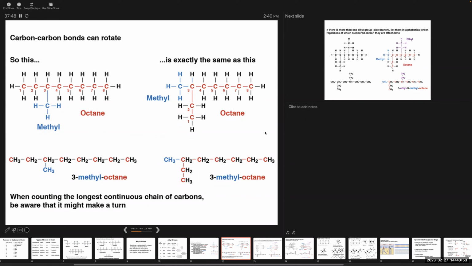But it's exactly the same, even if I had drawn it a different way. In this case, I still want to look for that longest continuous chain of carbons. I don't automatically just start here at the left and count. If I look down here, I realize, oh, I've got 1, 2, 3, 4, 5, 6, 7, 8 carbons that are all connected to one another. So I would start numbering down here at the bottom carbon, because that's closest to this first branch point. It's still octane, and it still has a methyl group at the number 3 position. So it's still 3-methyl-octane. It's the exact same molecule, just drawn 2 different ways.